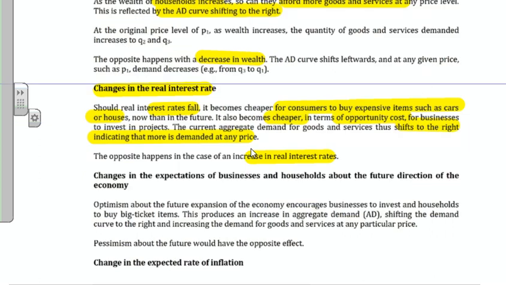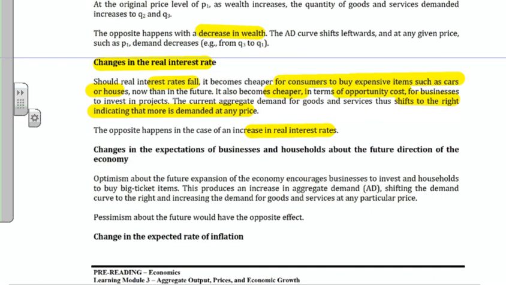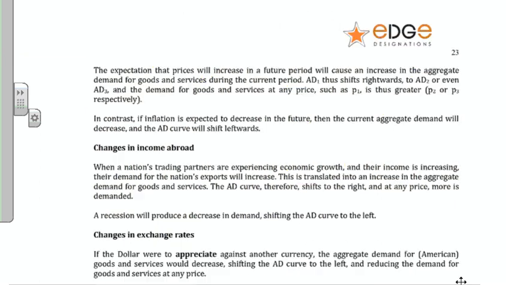Changes in the expectations of businesses and households about what's going to happen to the economy going forward. If there's optimism about the future expansion of the economy, that starts to encourage householders and they start to invest in bigger items, shifting the demand curve to the right, and vice versa if there's pessimism about the economy. What about change in the expected rate of inflation?